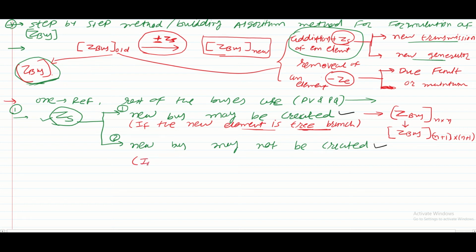Where I can say a new bus may not be created if the new element is a link. If a new element is a link, then a new bus may not be created in the system.